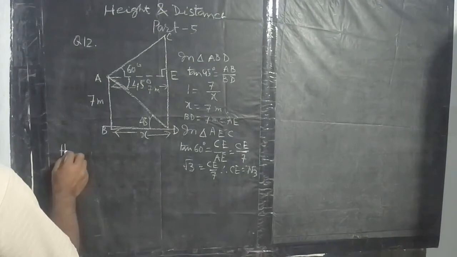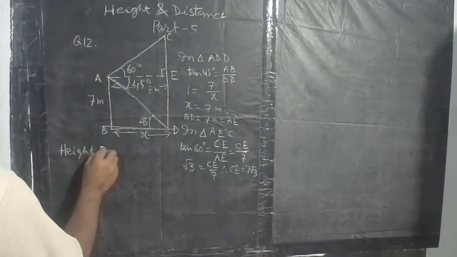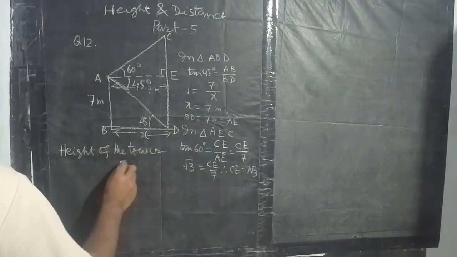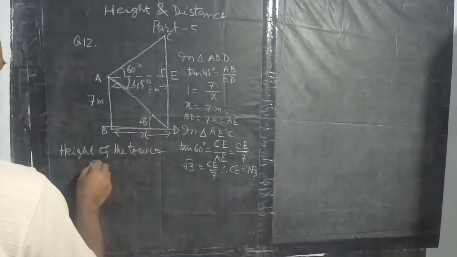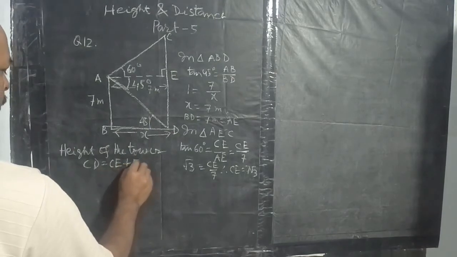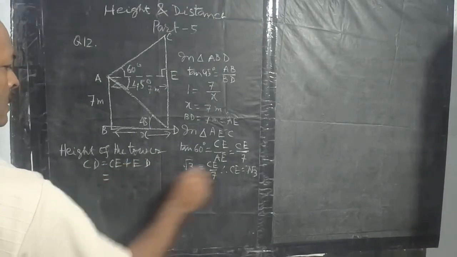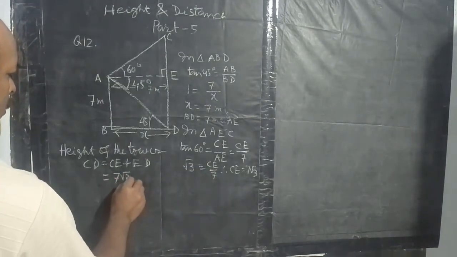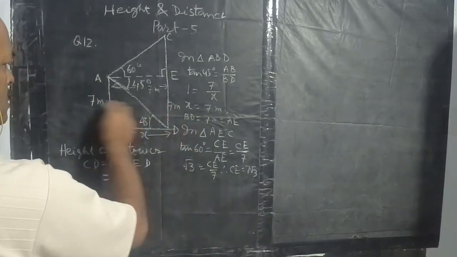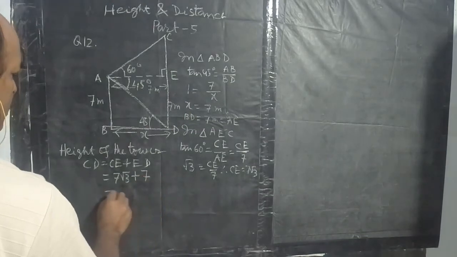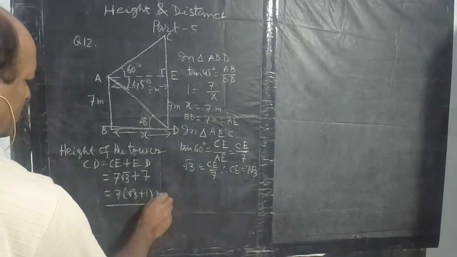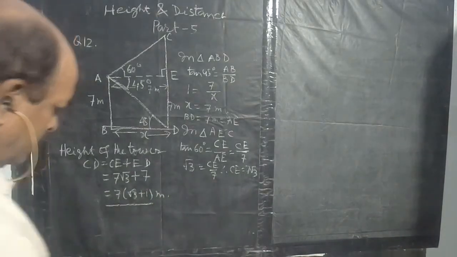So the height of the tower. What is the tower? Tower is CD. So CD is equal to CE plus ED. And what is CE? CE is 7√3. And what is ED? ED is 7 meter. If we take 7 common, so it is 7(√3 + 1). This is the answer: 7(√3 + 1) meter.